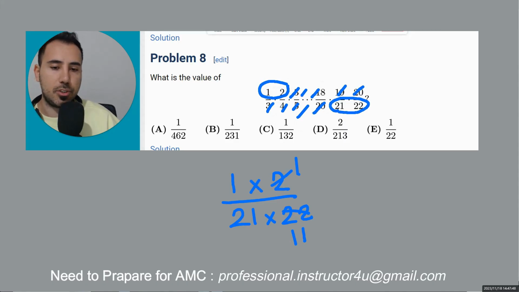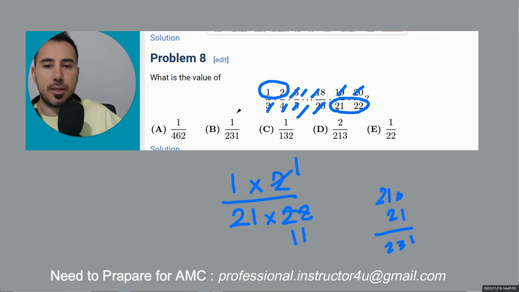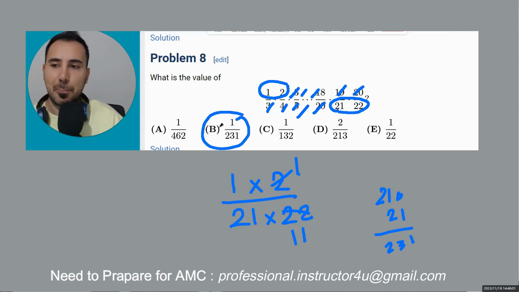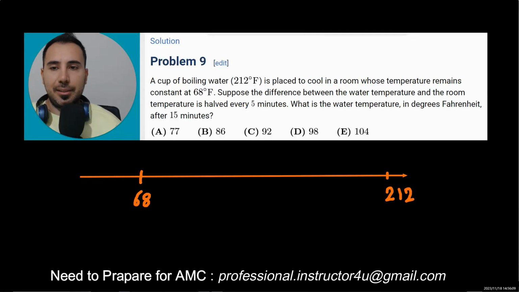To check this, you just have to multiply this. It's going to be 210 plus 21, which is 231. So the right answer is B. Okay, let's see problem 9.